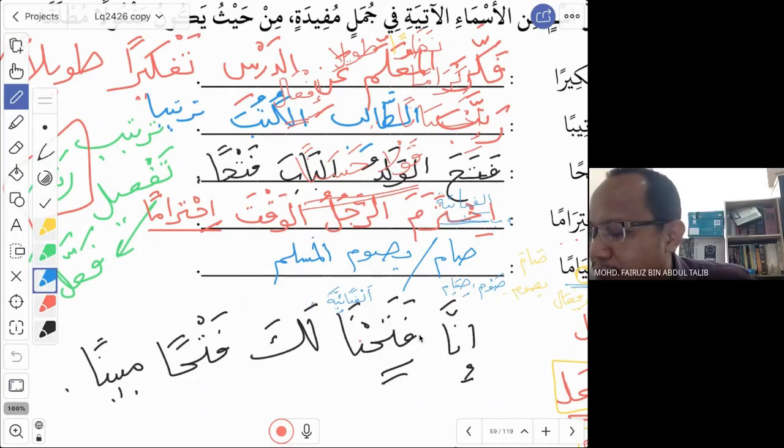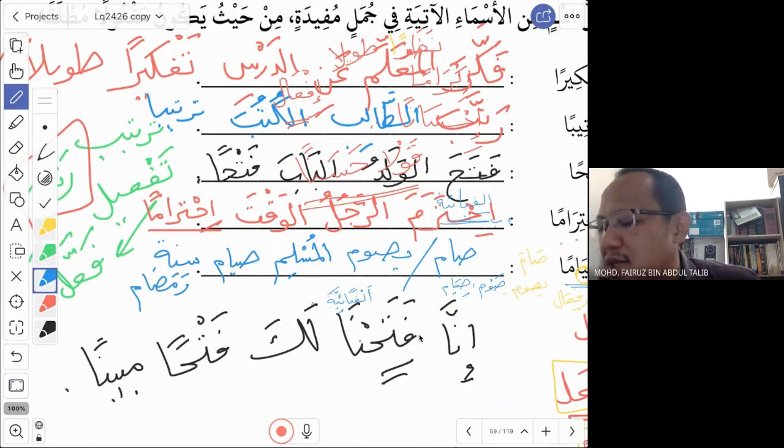Okay, Muslim. Wa yasumul muslimu siyaman. If you just say siyaman, then it becomes tawkid, for emphasis. But you can also explain what kind of siyam, what kind of fast that is. Maybe you want to say sunnah fasting, siyama sunnah. Siyama Ramadan, or sawma Ramadan. Both are correct. But in this case, we just say siyaman, to emphasize.